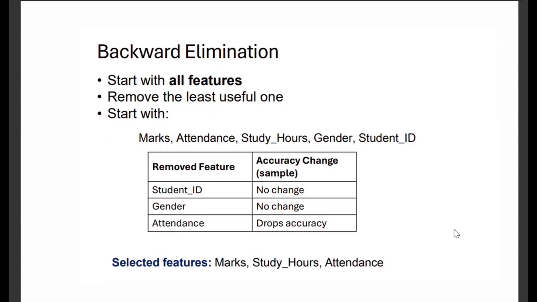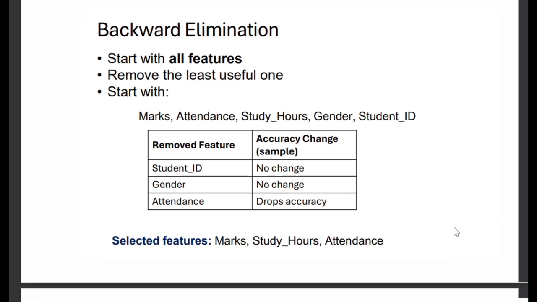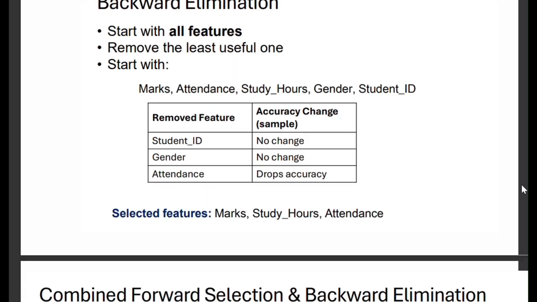Now coming to backward elimination. It starts with all features, then iteratively removes the least useful feature. Repeat until removing more features starts hurting performance. This tears down from everything. As we can see from this table, the selected features are marks, study hours, and attendance, as there is no change from the student ID and the gender, and removing attendance drops accuracy.